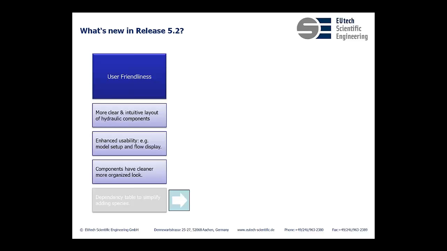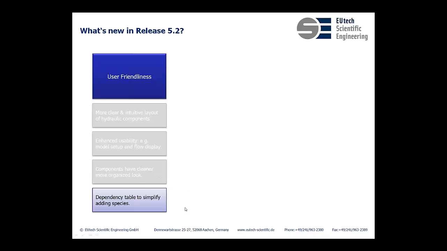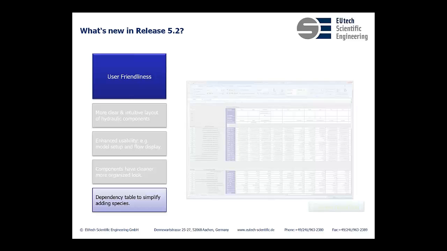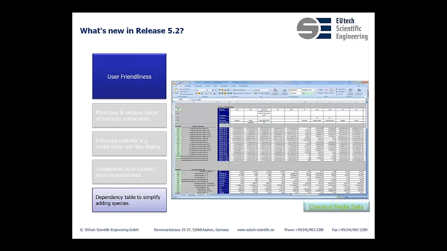Now let's take a look at the last improvement. I'll switch directly to there. So basically we added a dependency table to simplify adding species. To explain that, the idea is, those of you who are familiar with Thermolib, every time you need to add a new species and a new media to the Thermolib database, you have to add it into the chemical media database. The chemical media database looks a little bit like this.